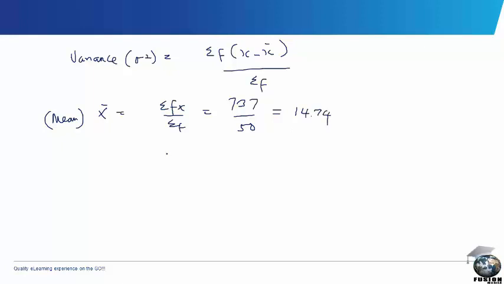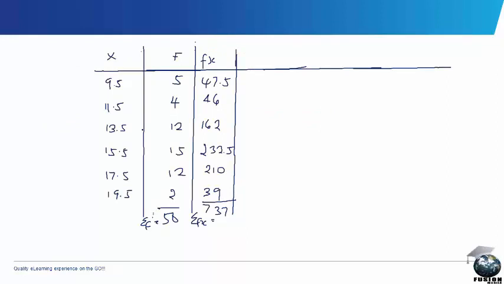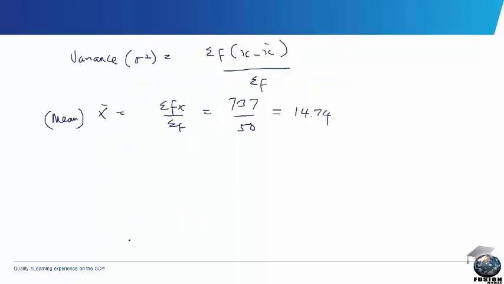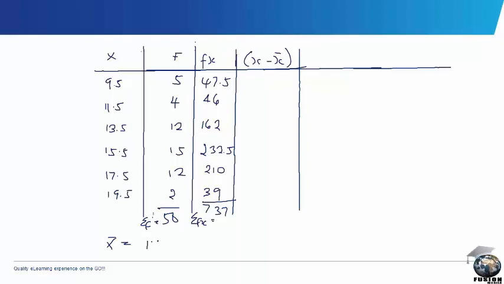Alright, and so we go back and compute x minus x bar. This is the x minus x bar column. We start to subtract the mean from each of the sample data, and we know that x bar, being the mean, is equal to 14.74. So we can say 9.5 minus 14.74.